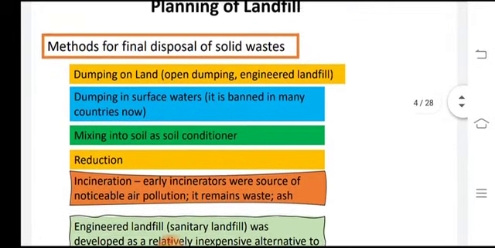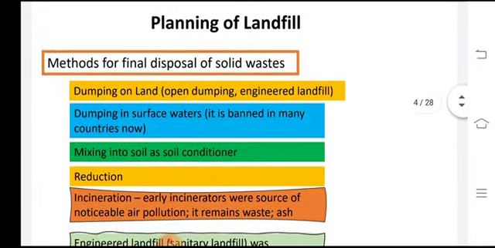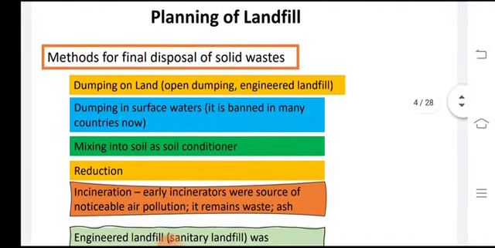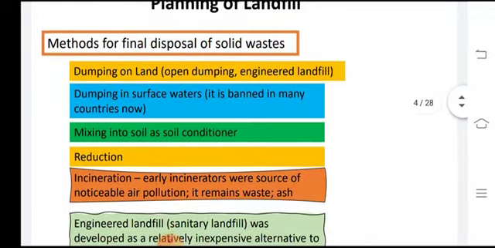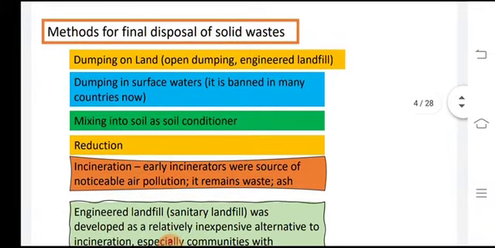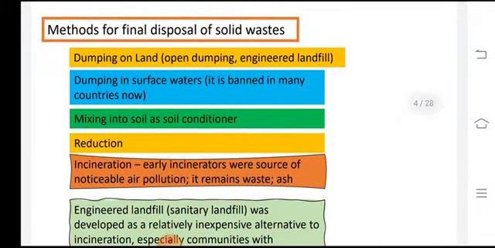So here is the planning of landfill, and for this purpose, methods for final disposal of solid waste. It's very obvious. Dumping on the land is either by open dumping or engineered landfill dumping. Dumping on the surface water: earlier, solid waste was normally dumped into the drains and rivers, and finally it was carried to the sea, but now it is banned.